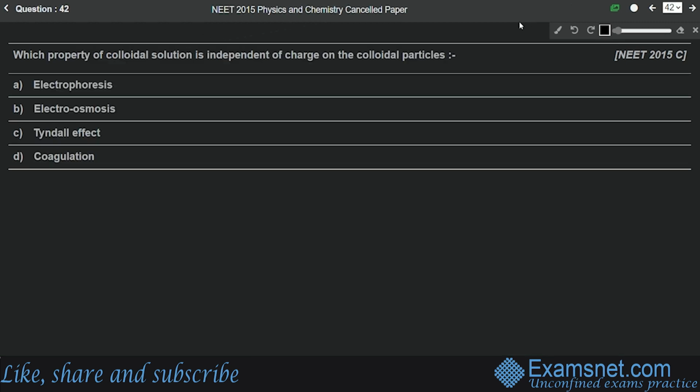Question number 42 is from the chapter Surface Chemistry, and the question is which property of a colloidal solution is independent of charge on the colloidal particles? Options are electrophoresis, electroosmosis, Tyndall effect and coagulation. We know that electrophoresis, electroosmosis and coagulation all depend on the charge on the colloidal particle, whereas Tyndall effect, being an optical property, does not depend on the charge of the colloidal particle. It is independent of the charge on the colloidal particle. So option C will be the correct answer.